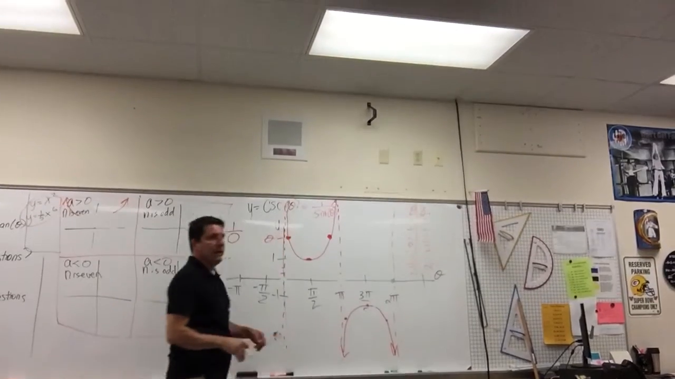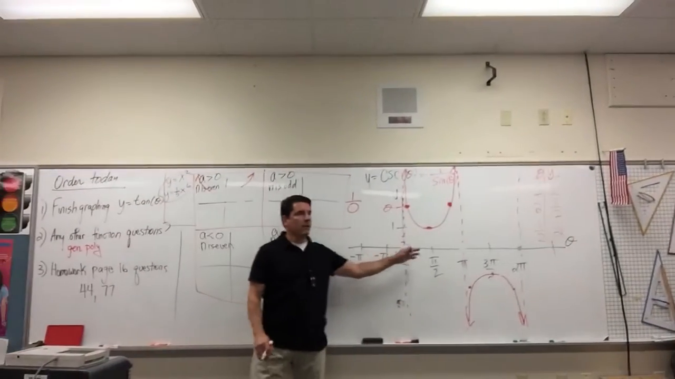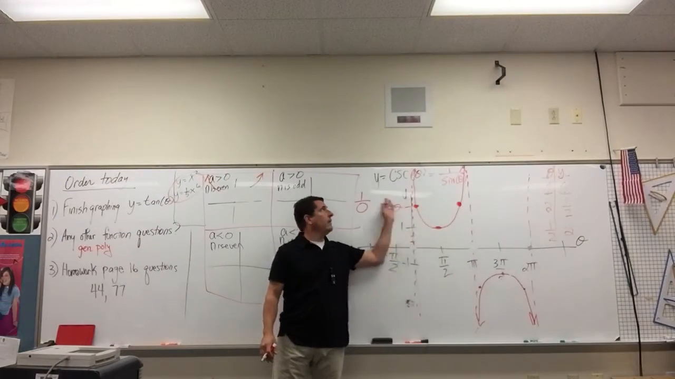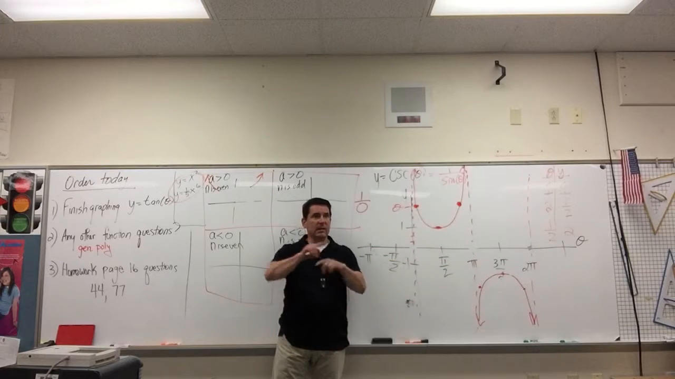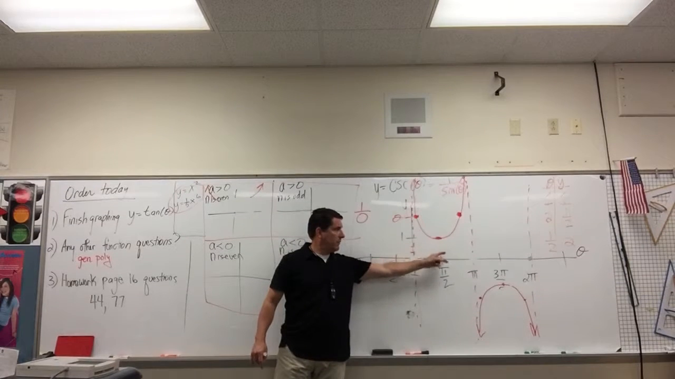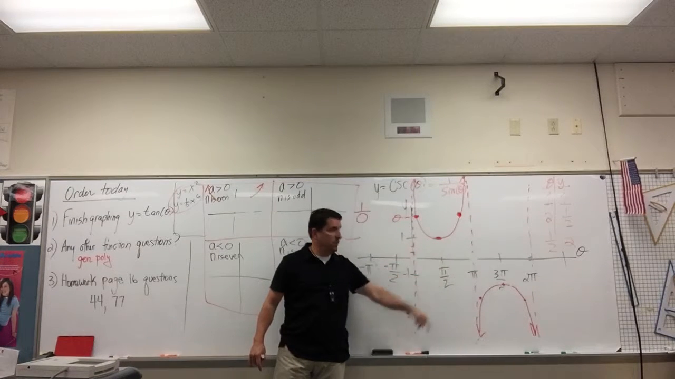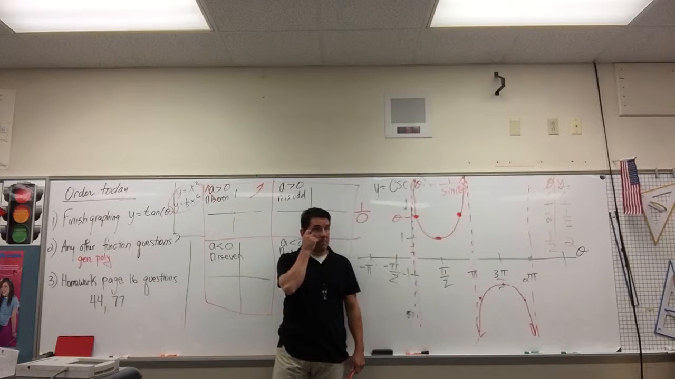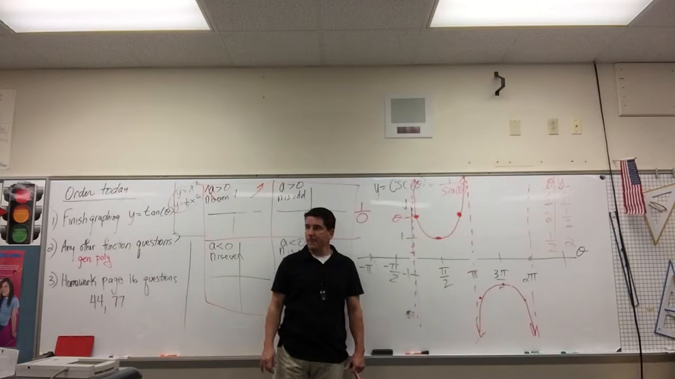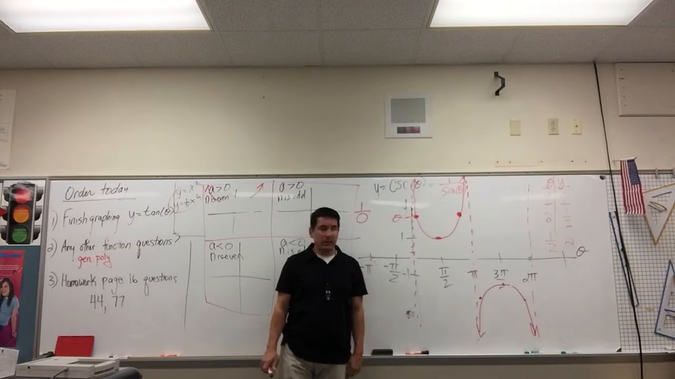Okay. If you want to see it for sure, graph the sine wave and the cosecant wave on your calculator at the same time, and you'll see that's where they'll touch. They kiss right here at pi over 2 and 3 pi over 2 and so on. Okay? Any questions? How would you state the domain of this function?